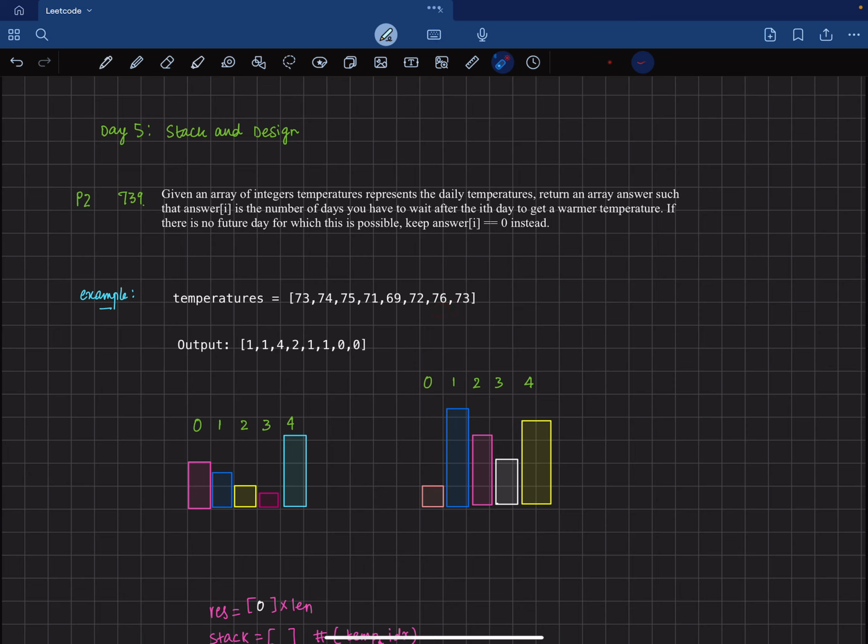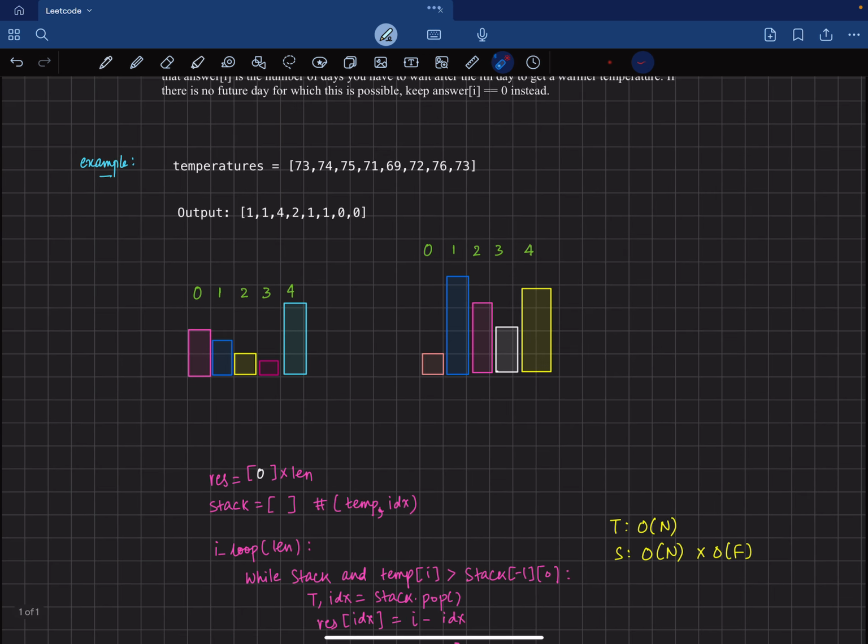Similarly, the value at this position will be 0. One thing you must notice is that for the right-most value, the answer will always be 0, because the next temperature we have to look at is beyond the array scope, which is invalid. So in that case, we place 0 over there.